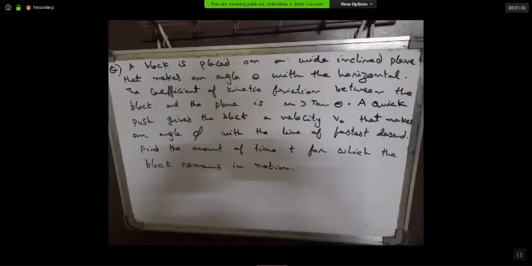Is the inclined plane fixed, sir? Yes, it's a fixed inclined plane. The angle of inclination is given to be theta.